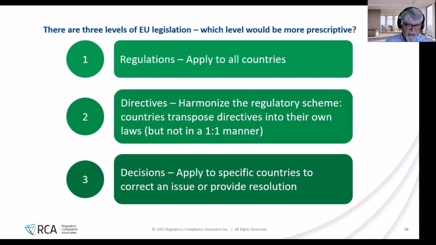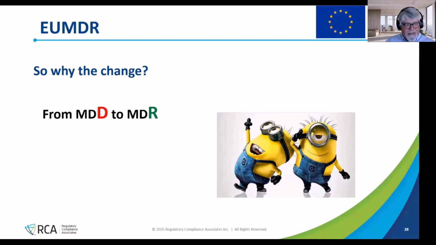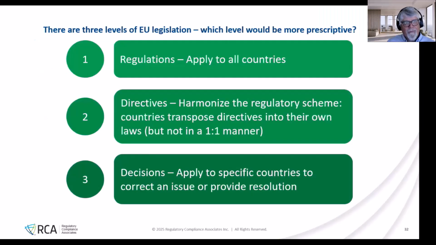So remember the slide that said why MDD to MDR? And I said, well, the only thing that changed was a letter from a D to an R. Well, the reason is the following. The D, directives, harmonize the regulation scheme. Countries transpose directives into their own laws, but not in a one-to-one manner, so they could do whatever they wanted. As a regulation, it applies as is. You can't change it. So all the EU countries have to apply the EU MDR the same way. It's no longer directed. That's why it's a regulation. It's law. And so that's what changed.